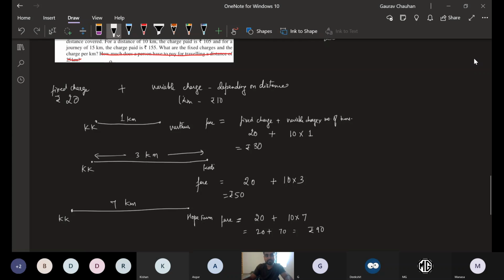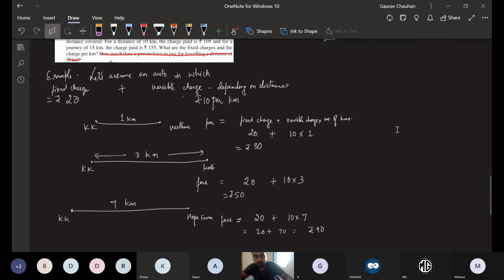All right. So let's assume an auto in which fixed charge is equal to rupees 20 and variable charge is depending on distance, rupees 10. Now wait guys, do not write right now. Rupees 10 per kilometer.